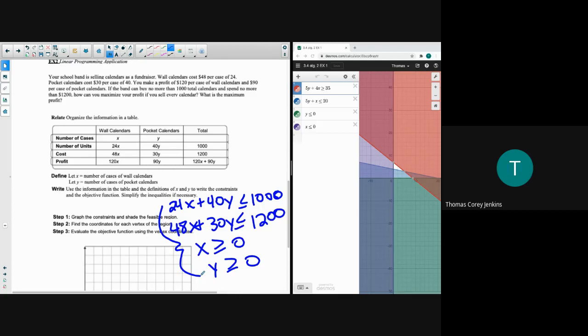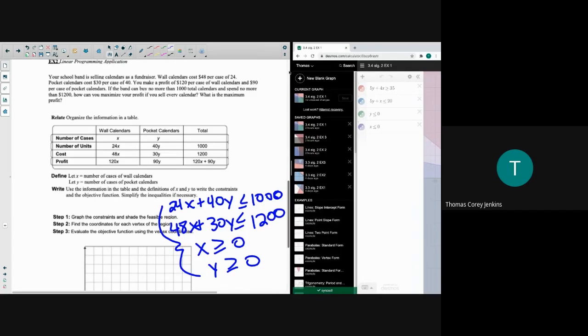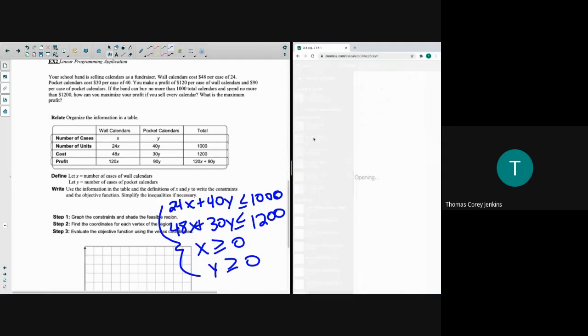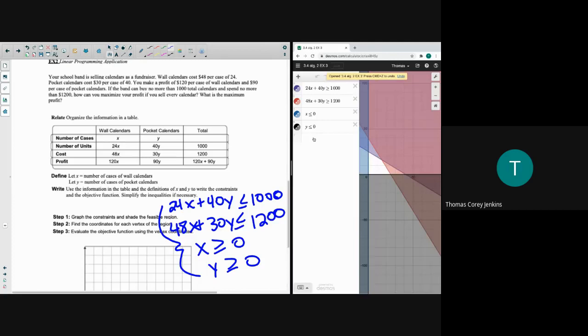So I'll go ahead and pull this up on Desmos. I titled this one Example 3. You can kind of see how they're all saving there. So it's pretty nice. Let's see, Example 3 is right there. And so there you go.